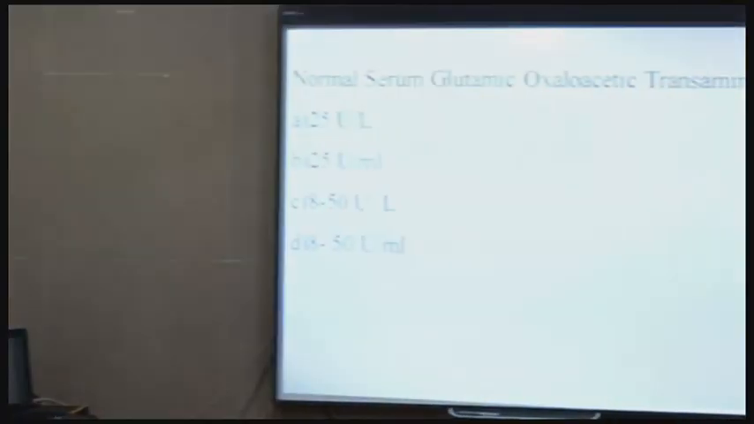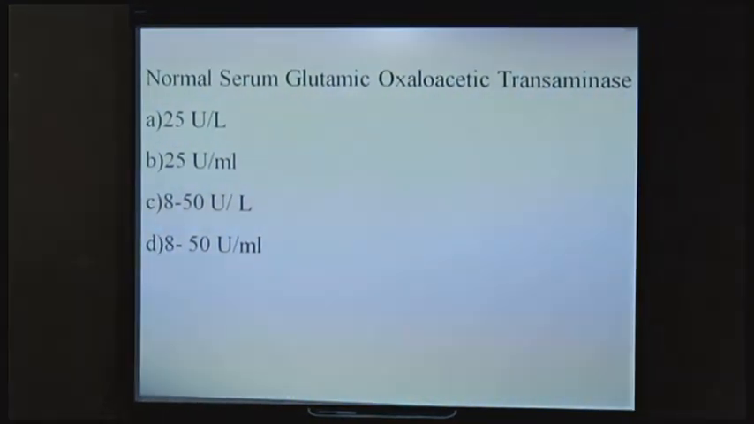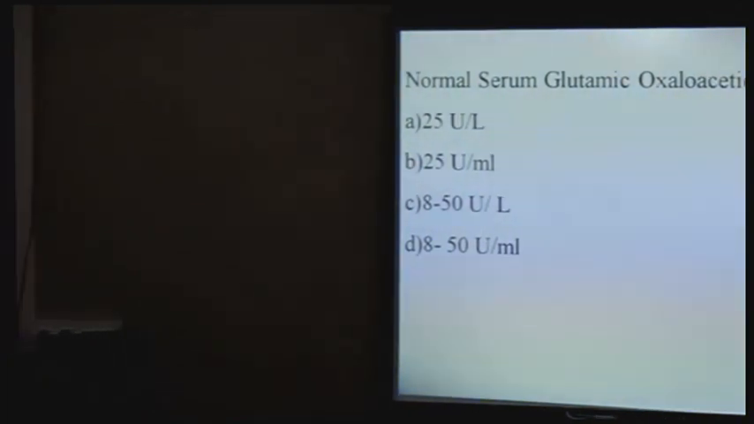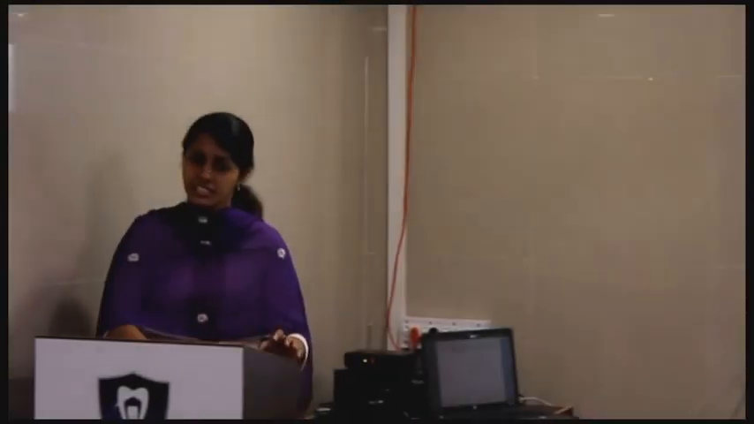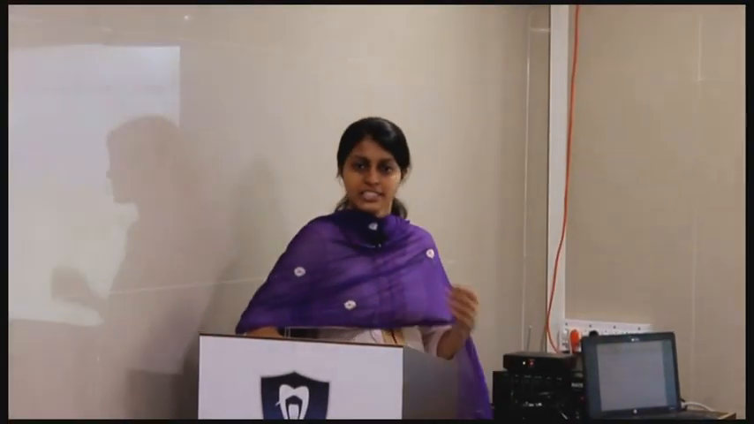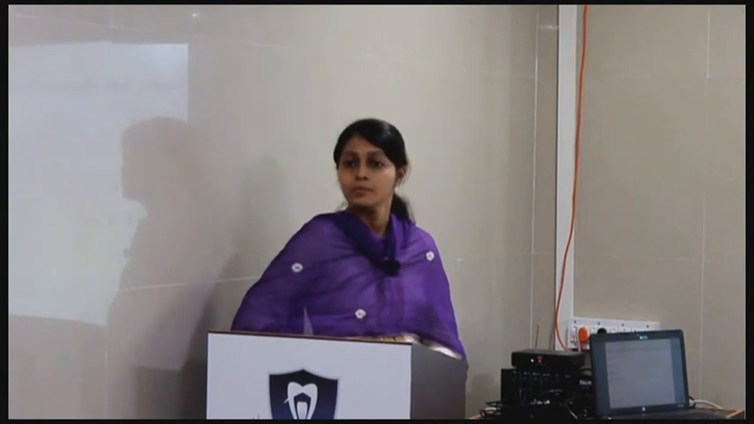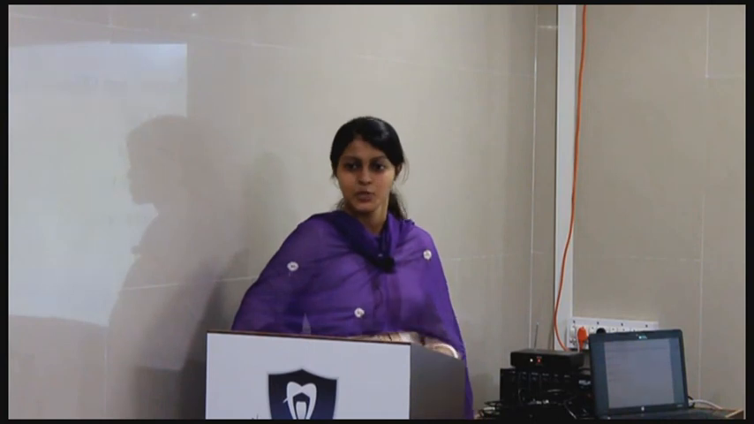Normal serum glutamic oxaloacetate transaminase. Where do you test for SGOT? For which condition? Liver disease. Any liver disease you can go for SGOT. So the normal level of SGOT is... it's per liter, not per ml.